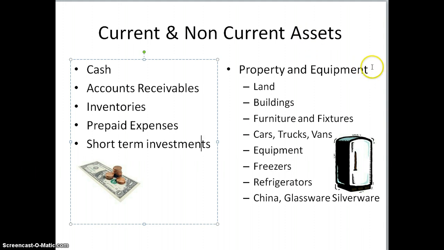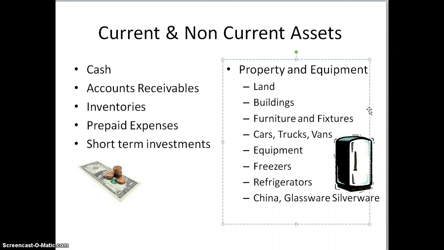Let's come on over to our non-current assets. A lot of times this is called property and equipment. So land and buildings are what we're going to call property, like real estate. And obviously we own them and they should last for longer than a year, right? We're going to hold them for a very long time. Furniture, so things like beds, chairs, desks, couches.